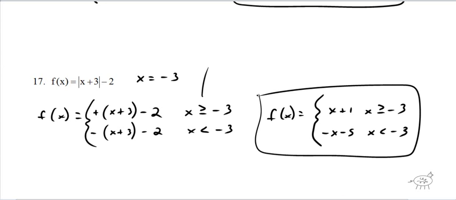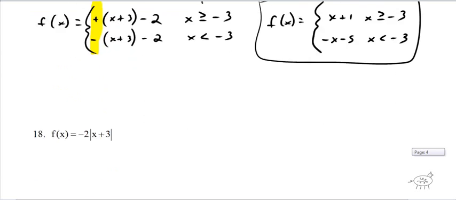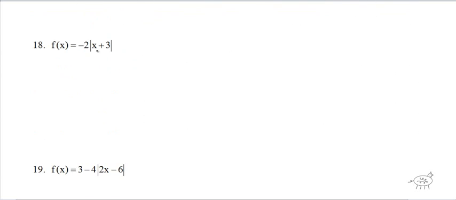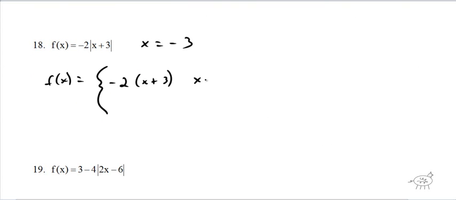Okay? Not bad. But this is key here, guys. The sign's right here. Our next problem is going to show you what I mean by keeping the same sign here. So number 18, see it's got a negative there? So you're going to keep the same sign. Well, first of all, my vertex, you guys agree x equals negative 3. And so you're going to say f of x is equal to, you're going to keep the same sign. So it's negative 2 times x plus 3 when x is greater than or equal to negative 3. And I'm going to change the sign. So now it's going to be positive 2 times x plus 3 when x is less than negative 3.